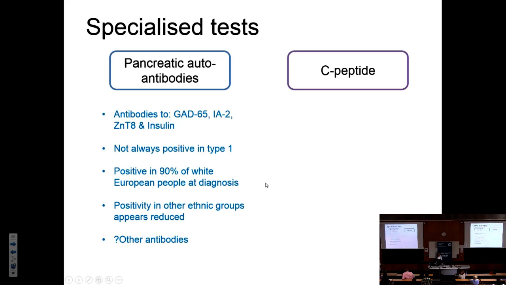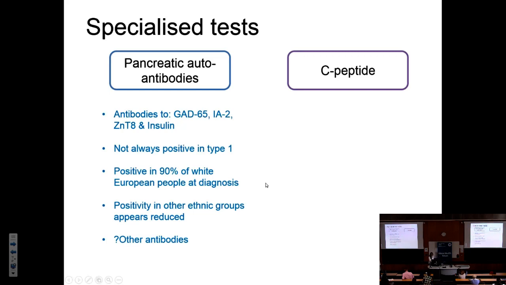And although they're positive in about 90% of white European people at diagnosis, the positivity in other ethnic groups appears reduced. And this might be because other ethnic groups form different antibodies and we just don't know what they are. All of this data has been derived and studied in Northern European populations. So whilst the presence of pancreatic autoantibodies has a very high positive predictive value, so it's good if it's positive, it means it's type 1. If it's negative, you cannot be reassured that it's not type 1 diabetes.